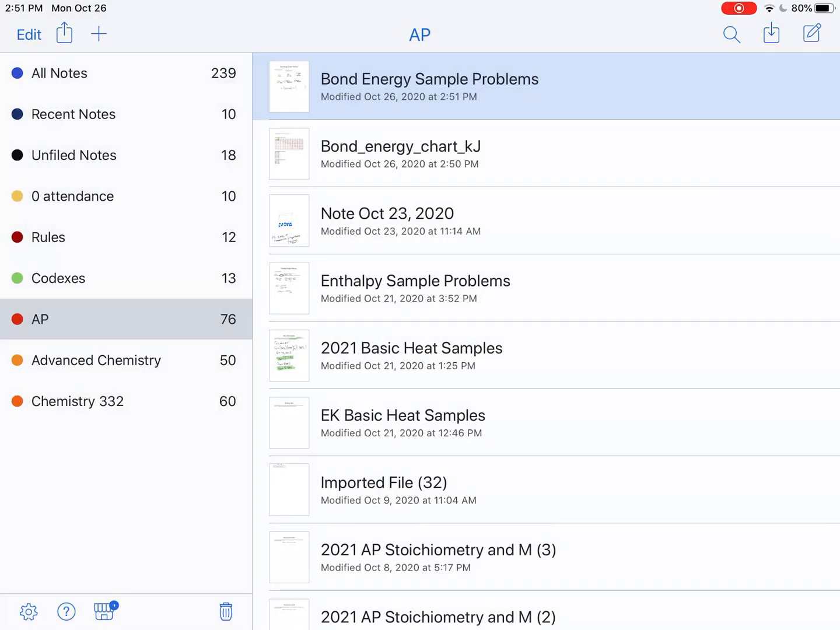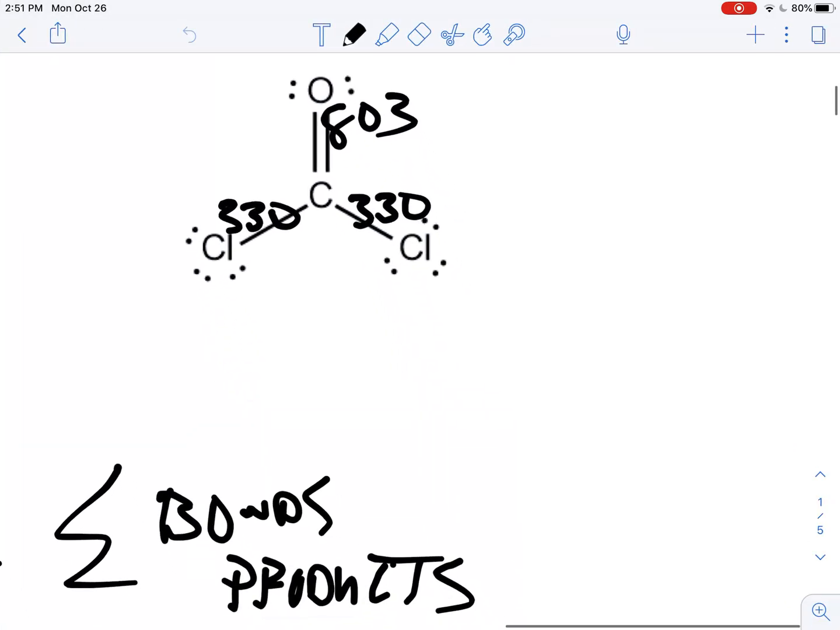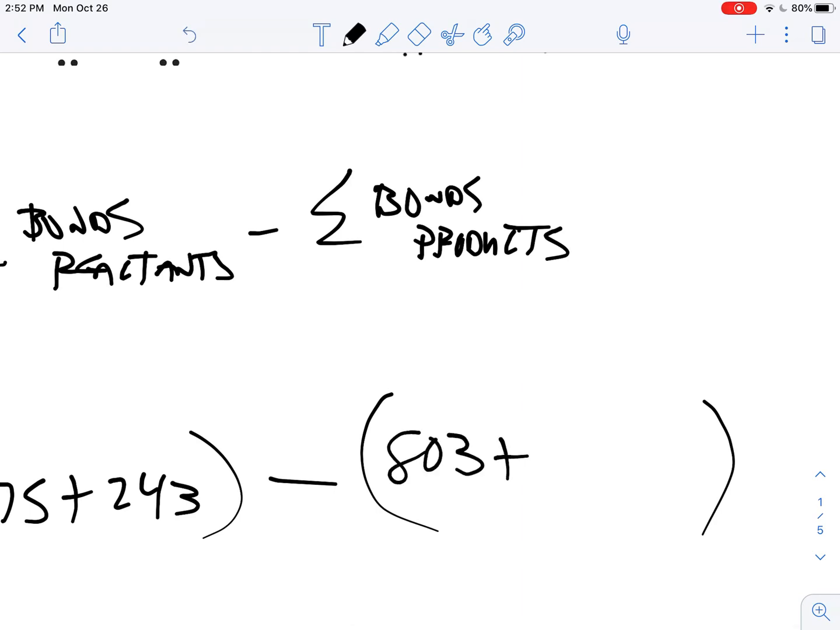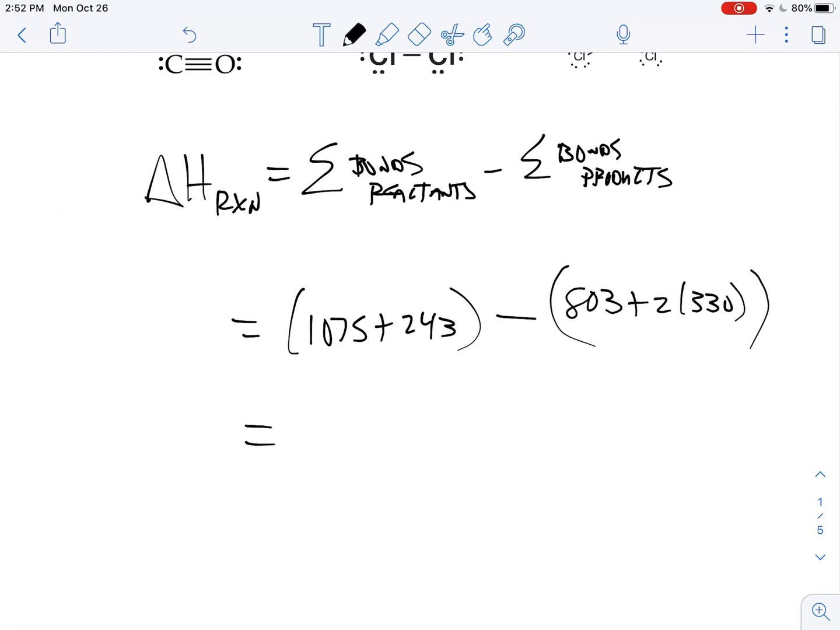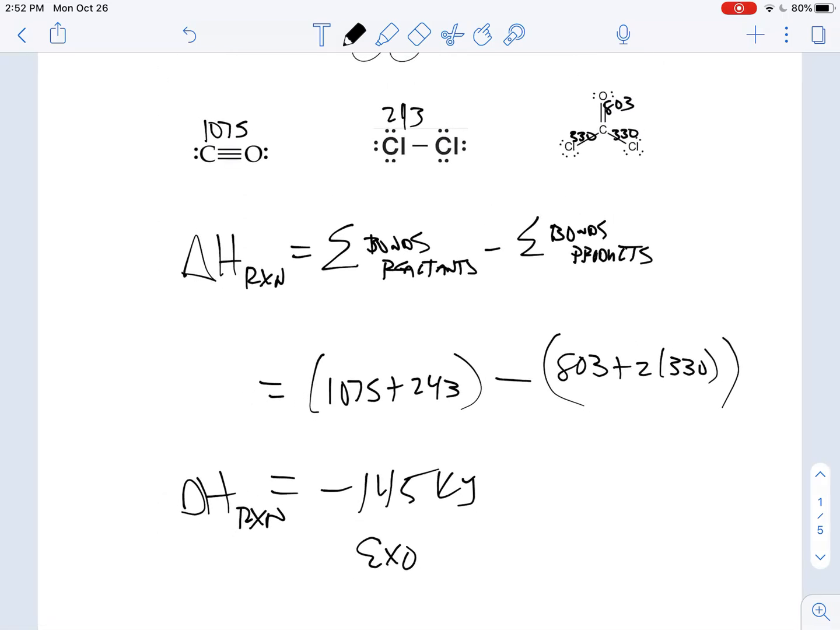Again, all those numbers are coming from the bond energy chart that I gave you. So this is now 803 plus 2 times 330. Assuming I have done my math right, I got an answer of negative 145 kilojoules for my final delta H of reaction. And because it is exothermic, it must mean that the bonds of the products being formed are more energetic than the bonds of the reactants being broken.